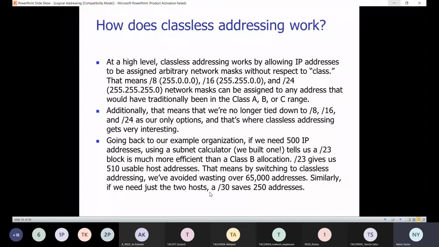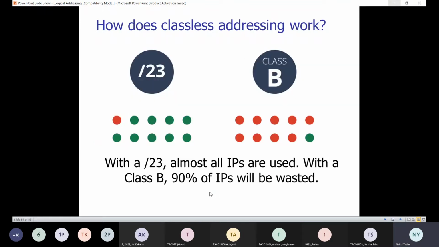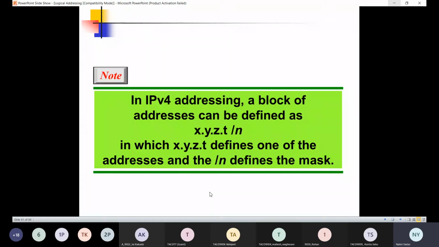What does it do? If we need 500 IP addresses, using a subnet calculator it gives us a /23 block. So what does it mean? Whatever is the requirement, that much is given in classless addressing. Now you can see from this image also: with /23, almost all IPs are used. With class B, 90% of IPs will be wasted. This is the crux of classless addressing.